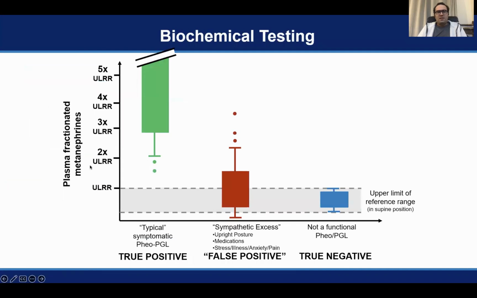So now here you can see the plasma fractionated metanephrines and how much it is elevated: twofold, threefold, fourfold, and fivefold. The true positive case, the typical symptomatic PheoPGL, will be markedly elevated, usually fourfold or fivefold. Very rarely a case report will be there when it is just elevated by twofold or less than that. While a false positive will be slightly elevated, and this is due to upright posture, medications, stress, illness, anxiety, pain, sympathetic excess, and there is a slight overlap between these two.